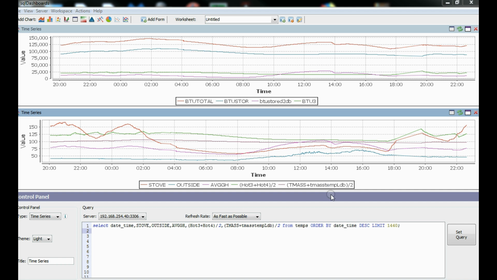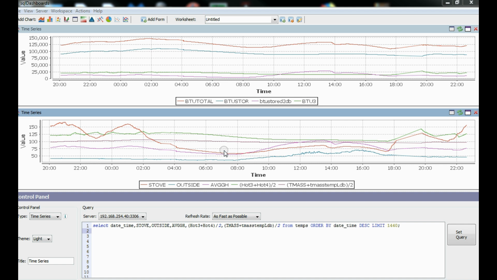So we're going to go over the effect that thermal mass can have on mediating temperatures. What we're looking at right here is a program called SQL Dashboards, and it's a free download on the internet. I'll put the link in the description. And it's a Windows-based program. Unfortunately, they don't have a Linux version, but I won't get into all that.